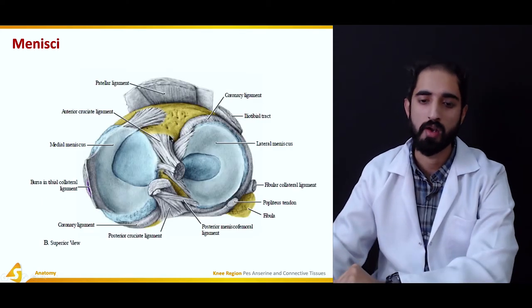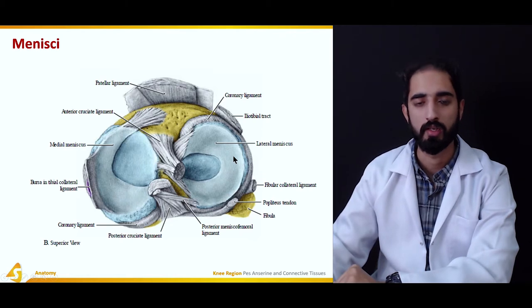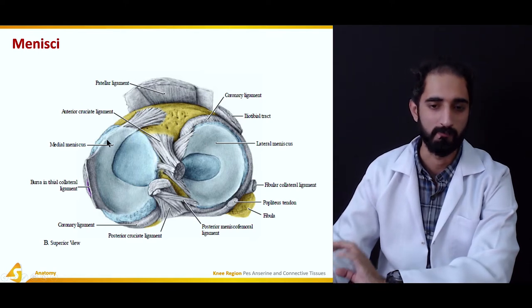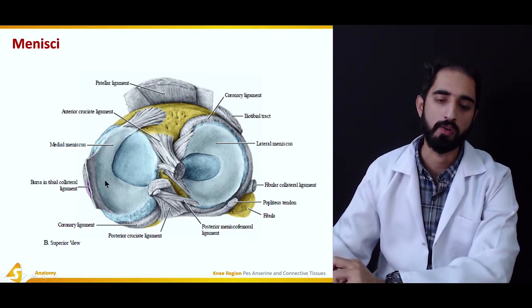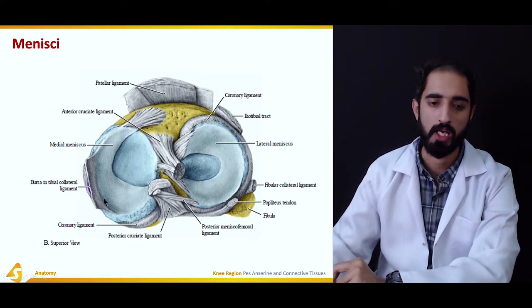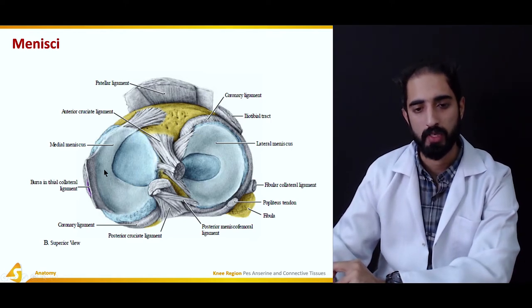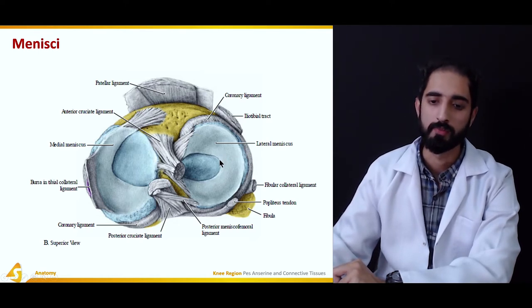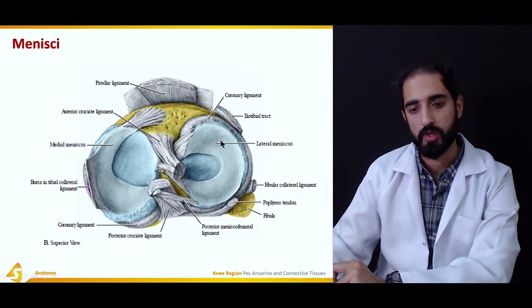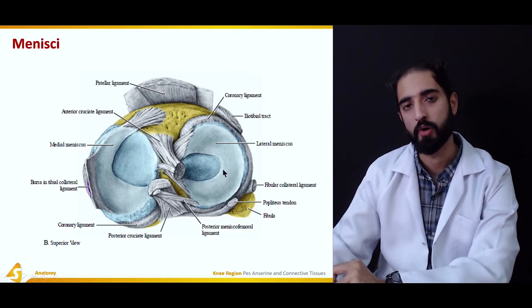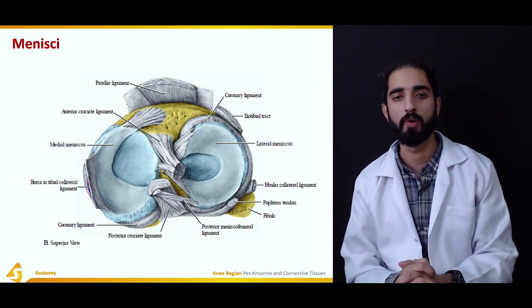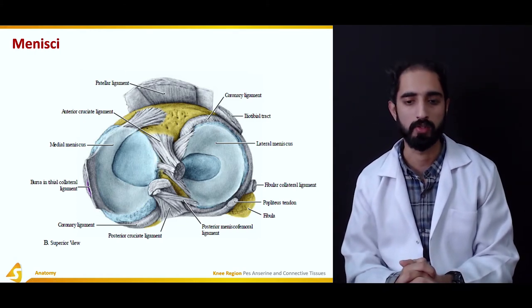And here they are. They are semilunar wedge-shaped connective tissue structures which are made up of fibrocartilage. And this here is the medial meniscus. It has a greater risk of injury because of its attachment with the medial collateral ligament. They are thicker peripherally and thinner medially or centrally, which makes them suitable for providing a deeper surface and greater congruency for receiving the femoral condyles on the tibial articulating surface.